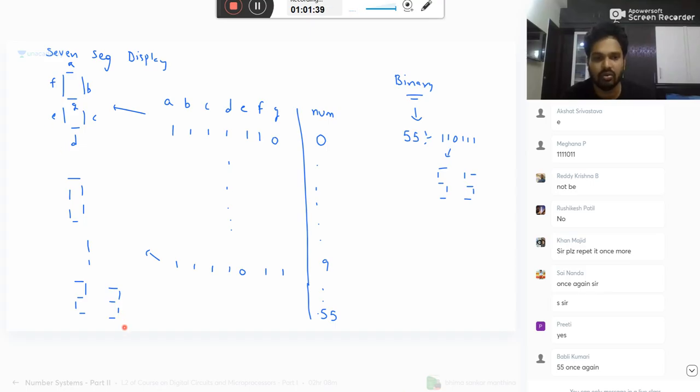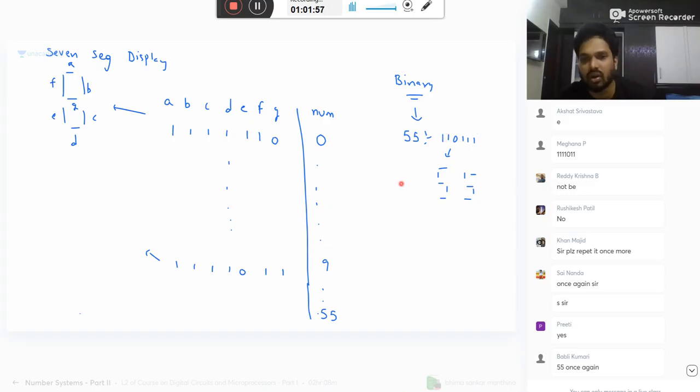Now for 55, one LED cannot do your job. This is binary, please. Binary 55 is this much. Don't have doubt in this part. 8, 4, 2, 1, 16, 32. Okay, 32 plus 16 plus 4 plus 2 plus 1. This is 55. Okay, leave it.